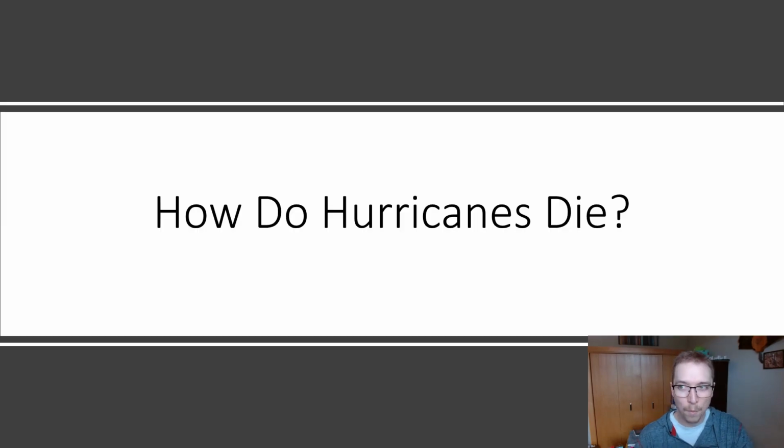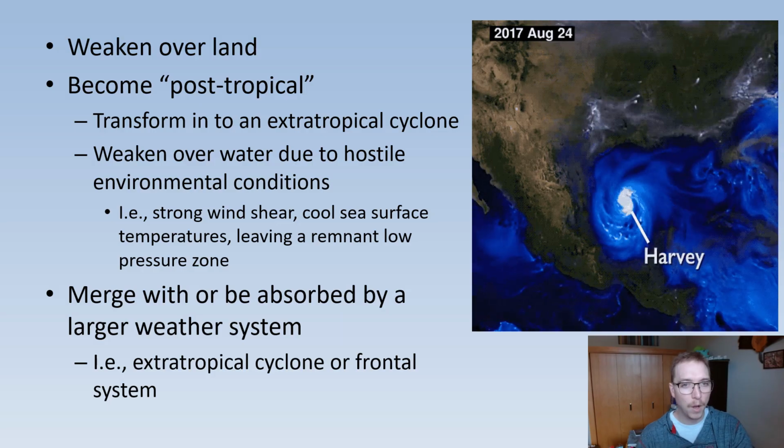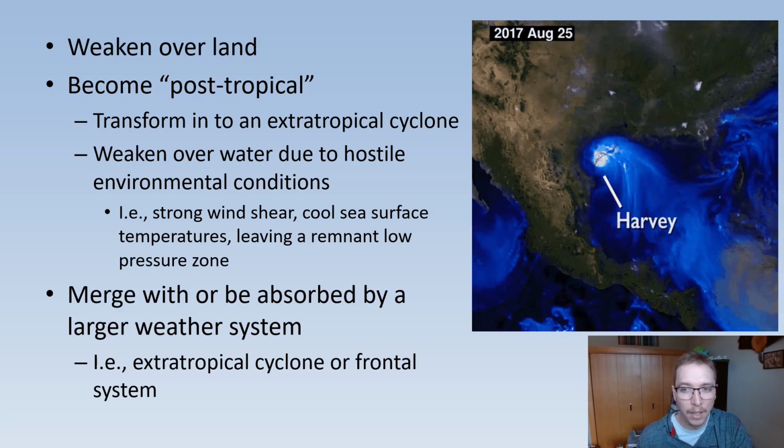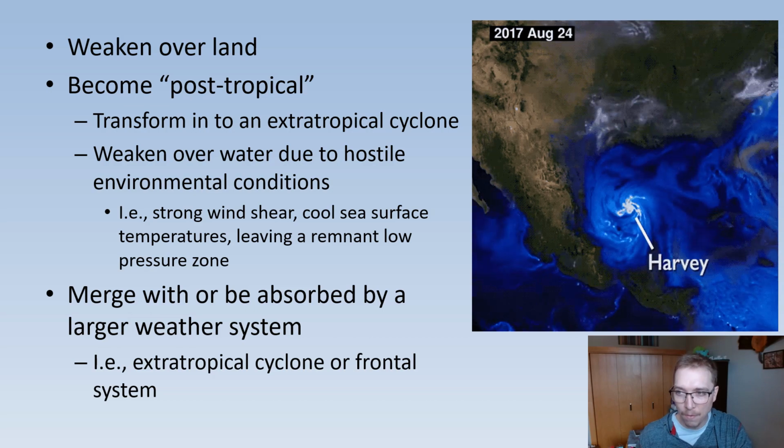So we've learned how they form, but how do hurricanes peter out? How do they die? Well, they can weaken over land. Here we're looking at Harvey making landfall and moving inland. Basically, you're cutting off that moisture.